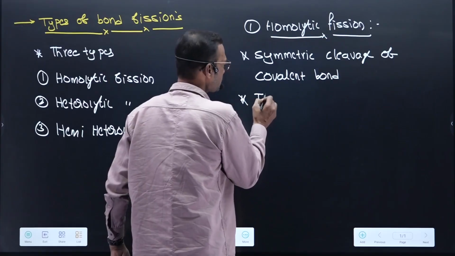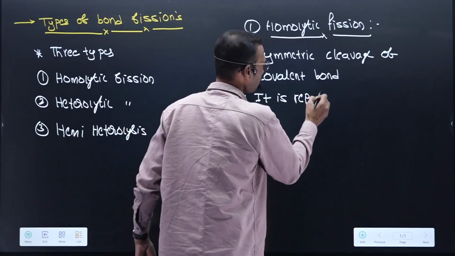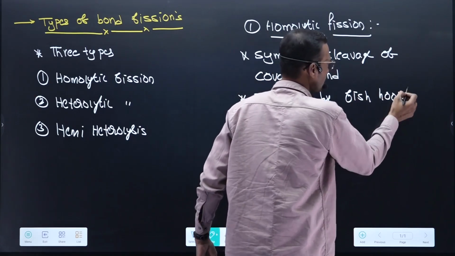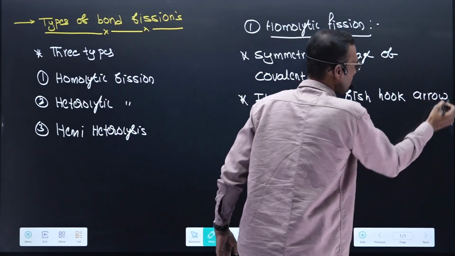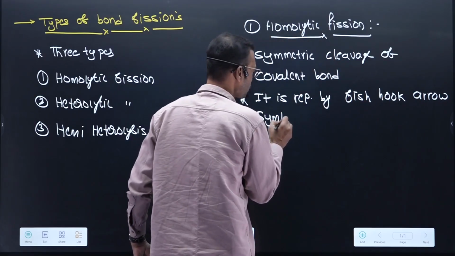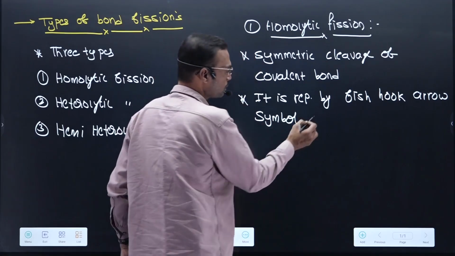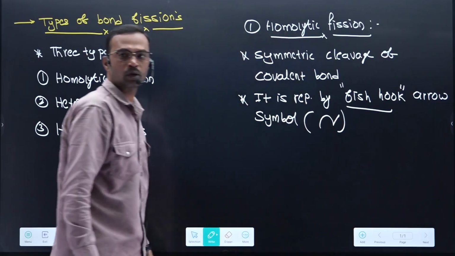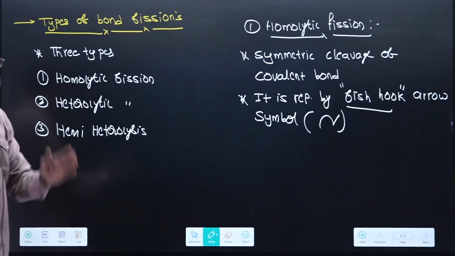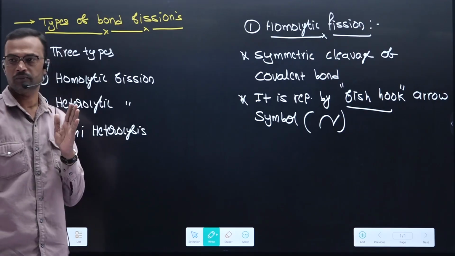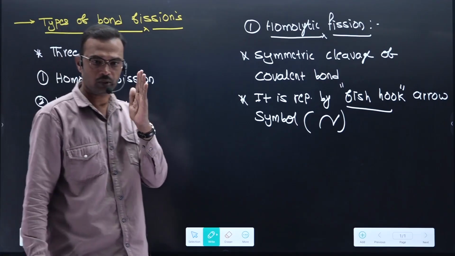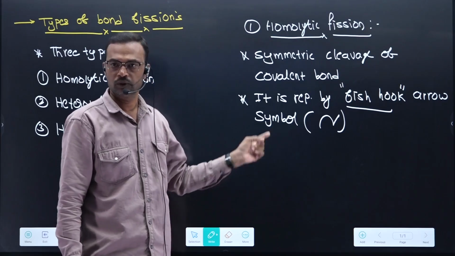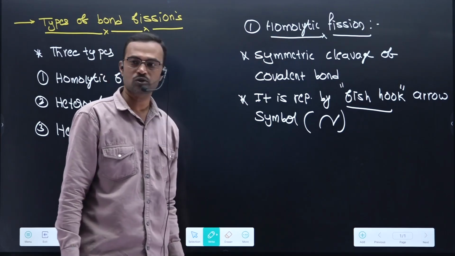How is it represented? It is represented by the fishhook arrow symbol. This is the symbol used for homolytic fission. After generation of the molecular ion, we can use homolytic fissions. Remember, we are cleaving equally, breaking exactly from the middle of the bond. If you break a covalent bond exactly in the middle, the 2 atoms will take their own electrons and form radicals. So most commonly homolytic fission leads to the formation of radicals.